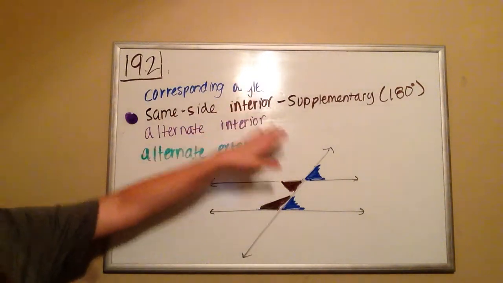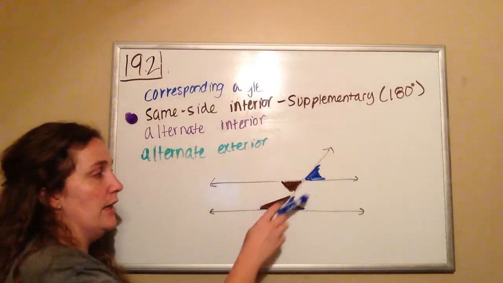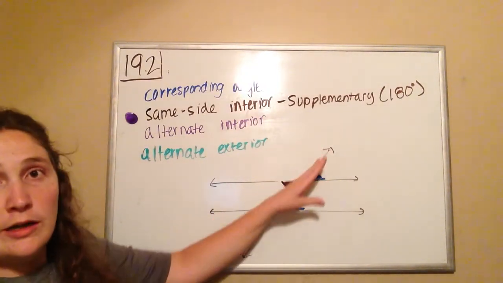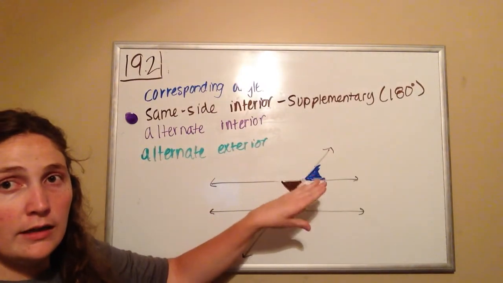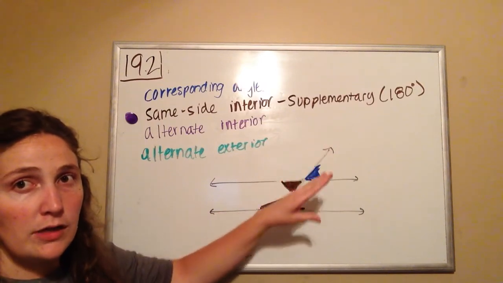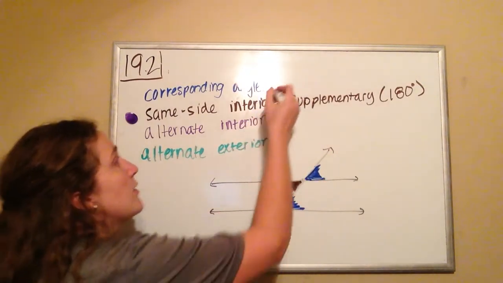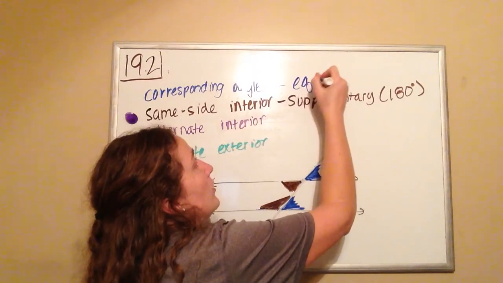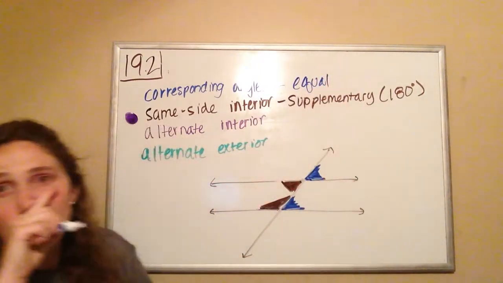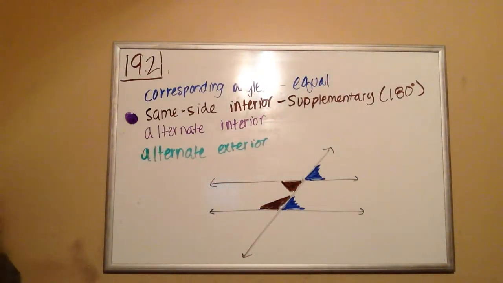For corresponding angles, let's look back at those. These blue ones right here are both acute, and notice they're the same angle, just at a different part of the graph. So these are actually equal in size, equal in degree, equivalent, however you need to think of it.